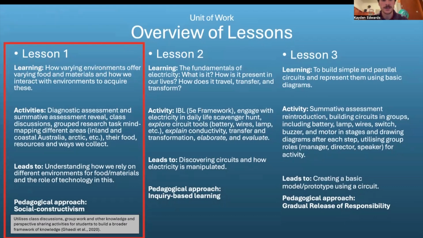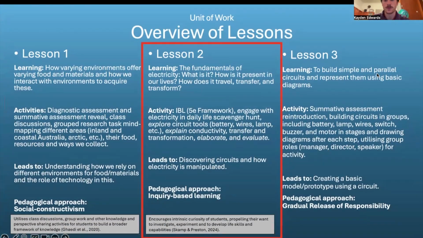So we've got 9 lessons in total. Lessons one, two, and three. Lesson one is our HSIE lesson. So that focuses on how varying environments offer varying foods and materials and how we acquire those, especially using technology. So we have a diagnostic assessment and summative assessment reveal there. We also have grouped research tasks, including mind mapping, and that will lead to our understanding of how we rely on different environments for food and materials. As you can see, pedagogical approach and also evidence or references.